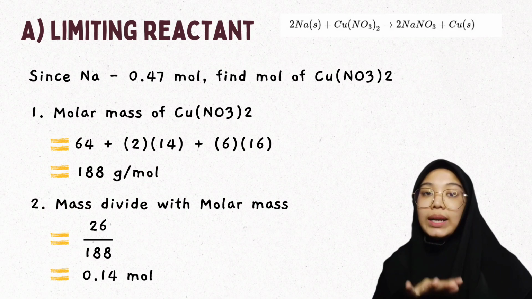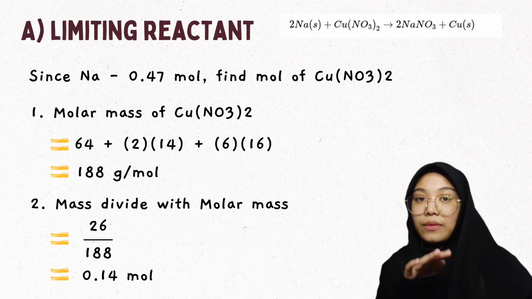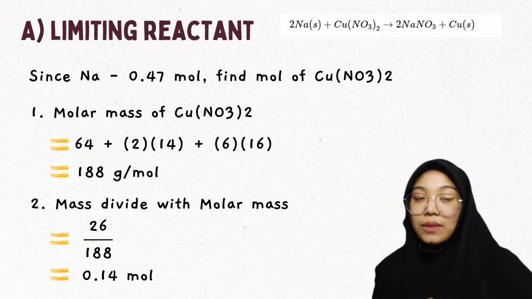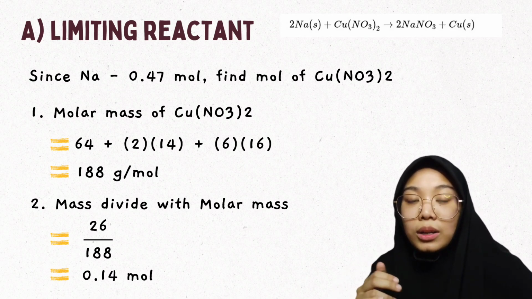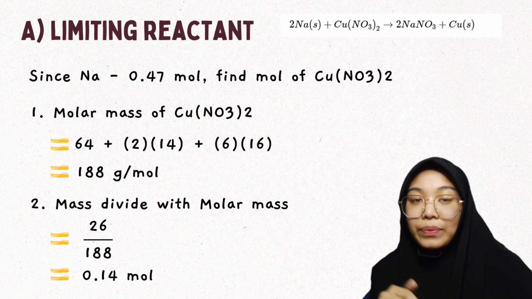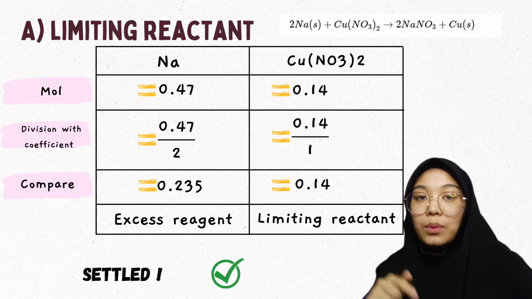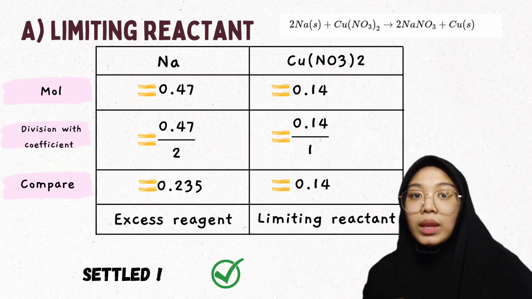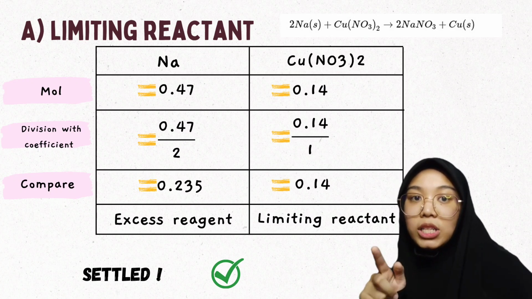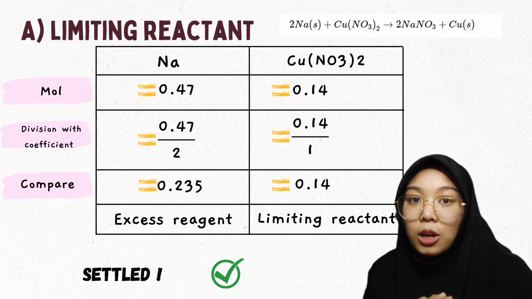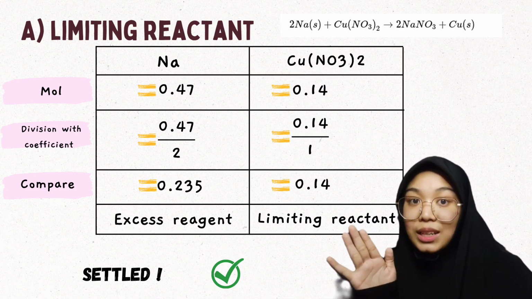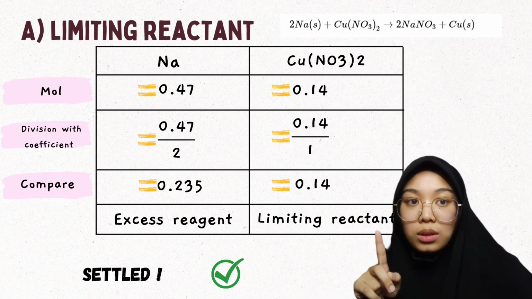So let's find the mole of the copper 2 nitrate. Okay, first we need to find copper 2 nitrate molar mass by referring to the periodic table and then divide the mass with the molar mass. And voila, we have already got the mole of the copper 2 nitrate. And then we will make a table so that we can clearly see the calculation. We will compare the mole, divide each with coefficient and compare the answer. Thus, we obtain that the copper 2 nitrate is the limiting reactant. Okay, to settle the first question.